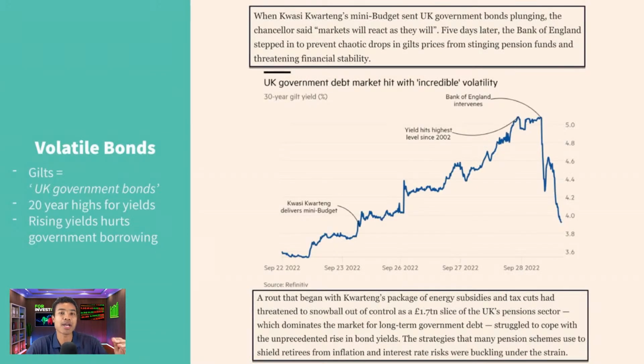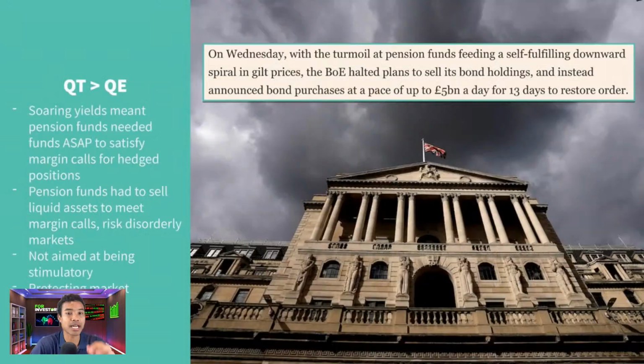So yields going higher. When yields are going higher, that means bonds are selling off, because bond prices have an inverse relationship to yields. So if yields are going higher, bonds are selling off. If yields are going down, then that means bonds are being bought. So that's why you've got to understand that. It's a little bit counterintuitive if you're new to the bond market.